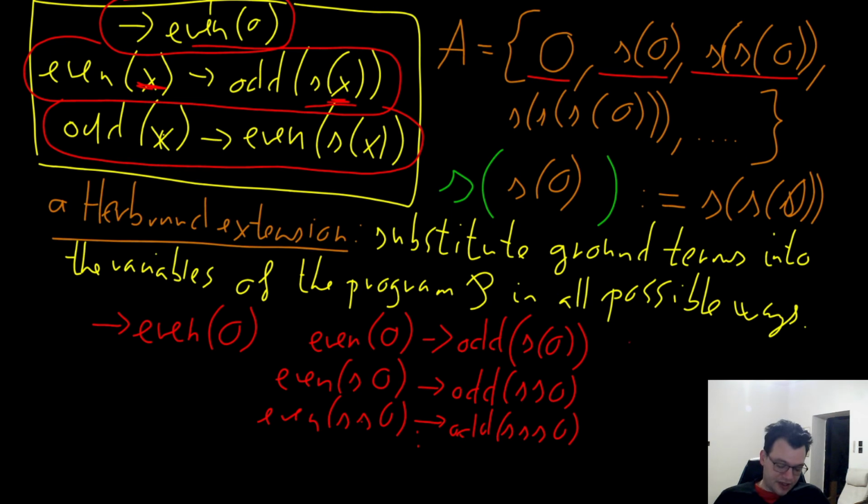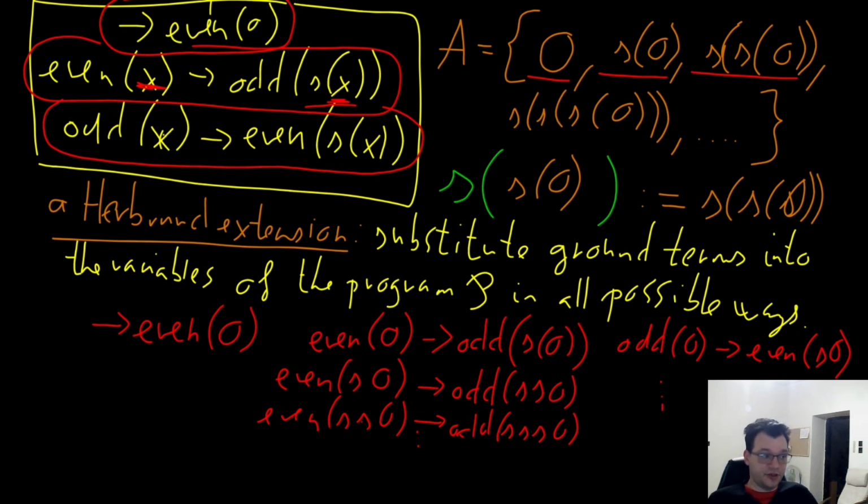will contain the odd 0 implying the evenness of s of 0, and so on. So you can just substitute s of 0, s of 0, and so on in place of the x again. So you clearly get an infinite number of clauses by constructing the Herbrand extension.